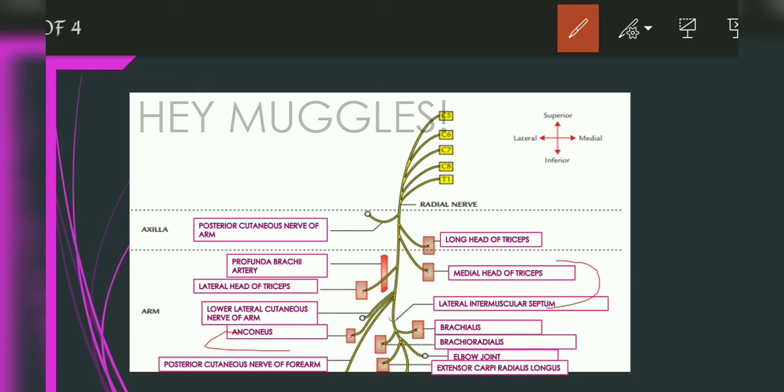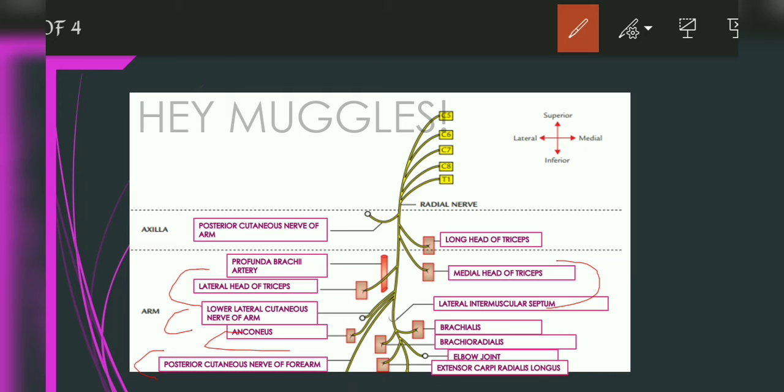The nerve to the medial head of triceps is originating in the axilla, but it is supplying the medial head of the triceps, which lies in your region of arm, right? And then it is also supplying your lateral head of triceps. So all the heads of your triceps muscle are supplied by the radial nerve. In the region of your spiral groove, it gives 3 muscular branches and 2 cutaneous branches. The cutaneous branches are to the lower lateral cutaneous nerve of arm and the posterior cutaneous nerve of forearm.